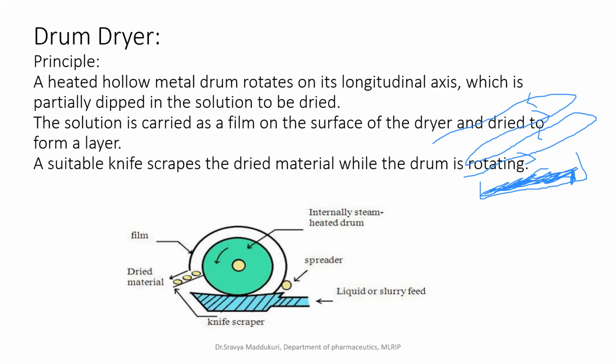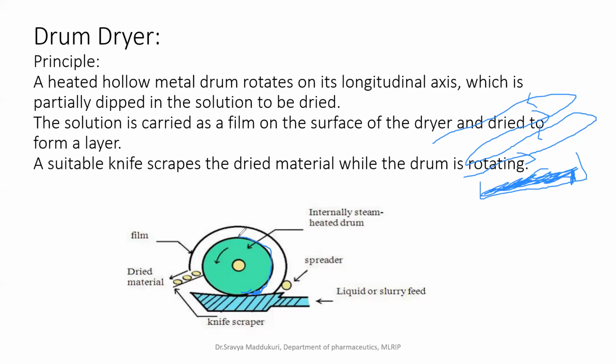And then working. The robust construction of drum dryers is why they are still in use today. The steam that is there inside heats up the metal surface. The surface of the drum is very hot due to the steam inside. And as it is partially dipped in the solution, as soon as it starts to revolve, it will take a thin layer of liquid or paste or film on the surface of the drum.